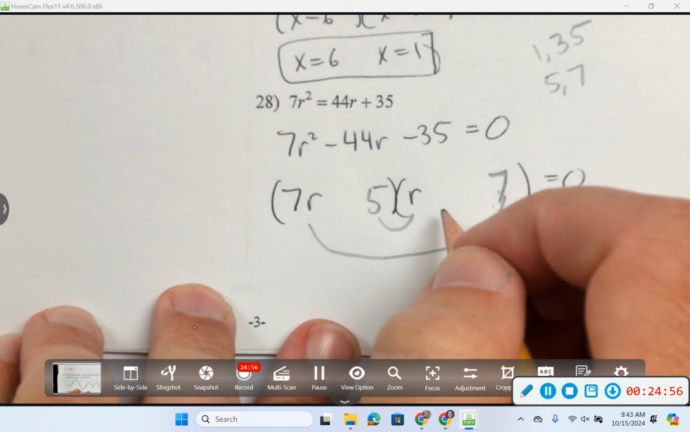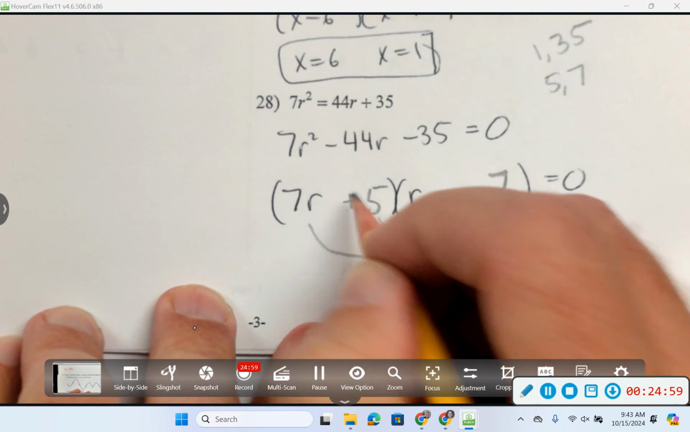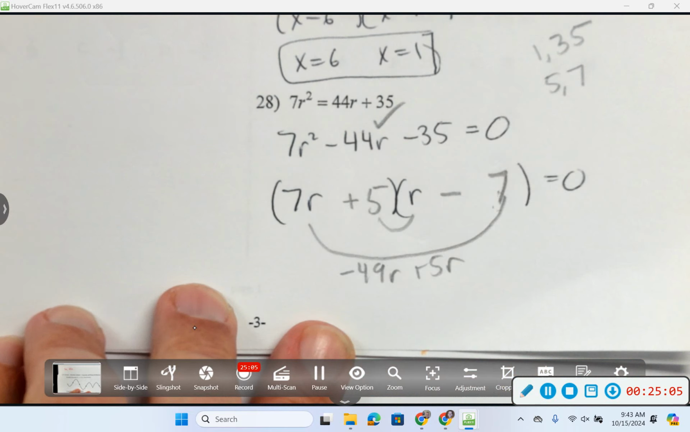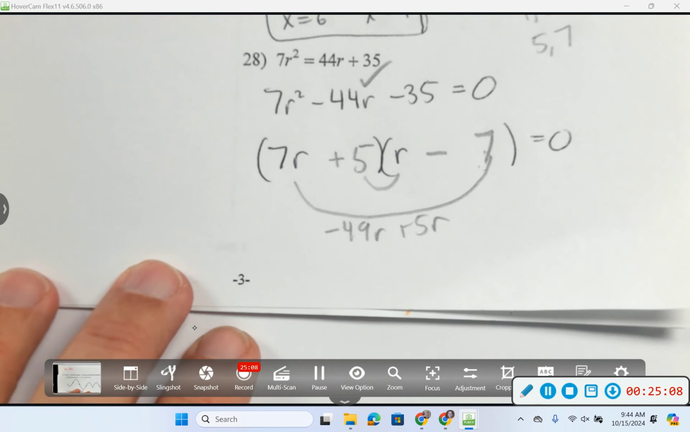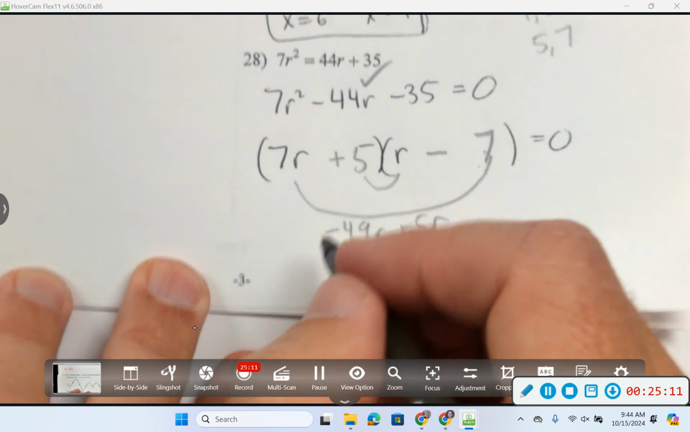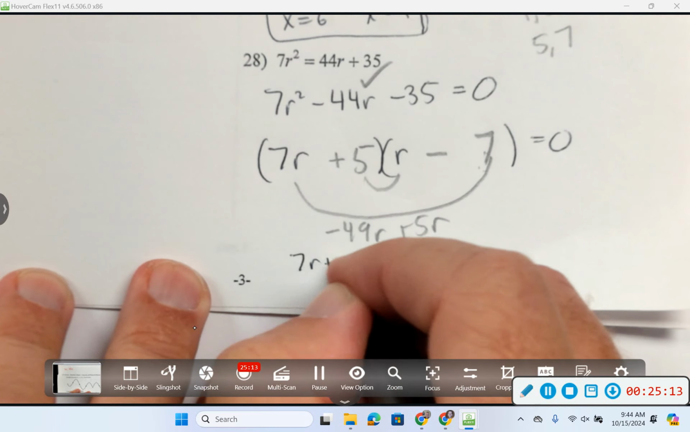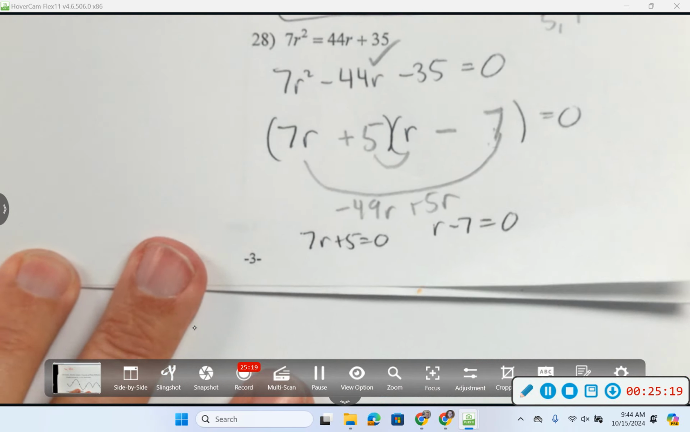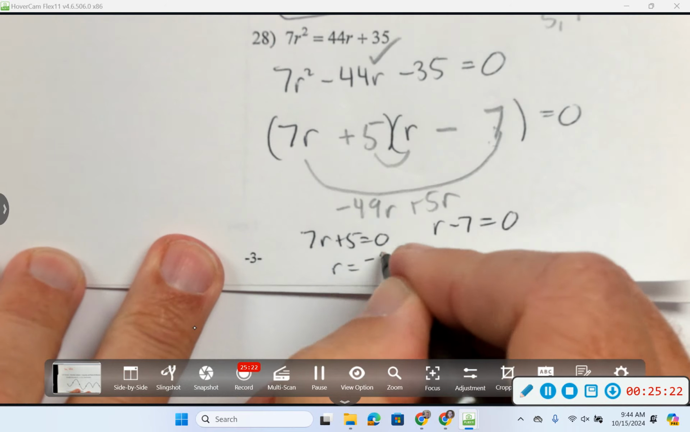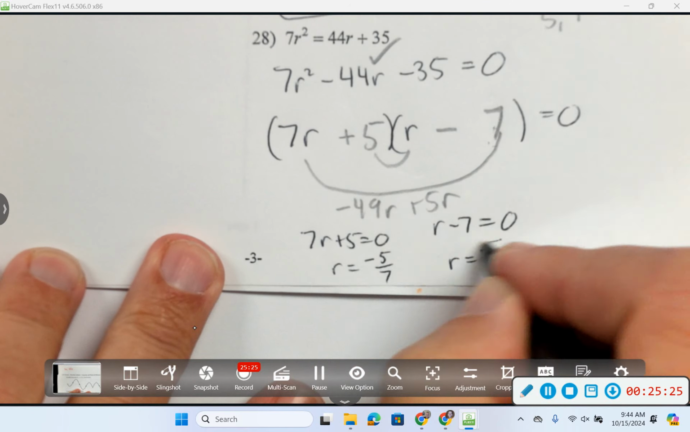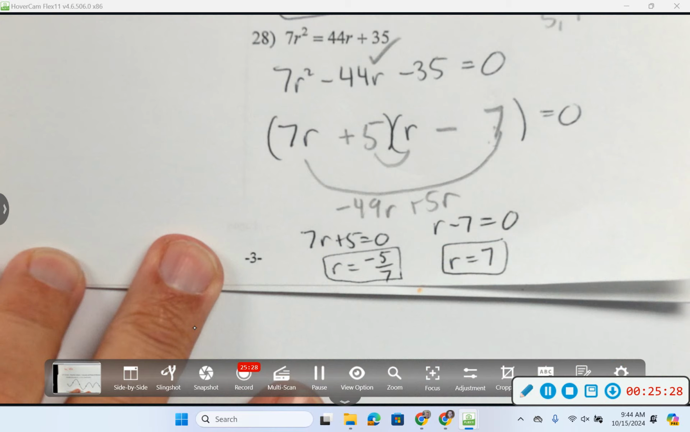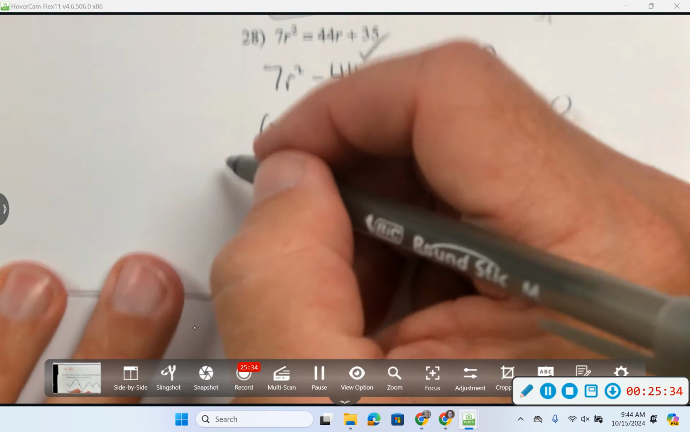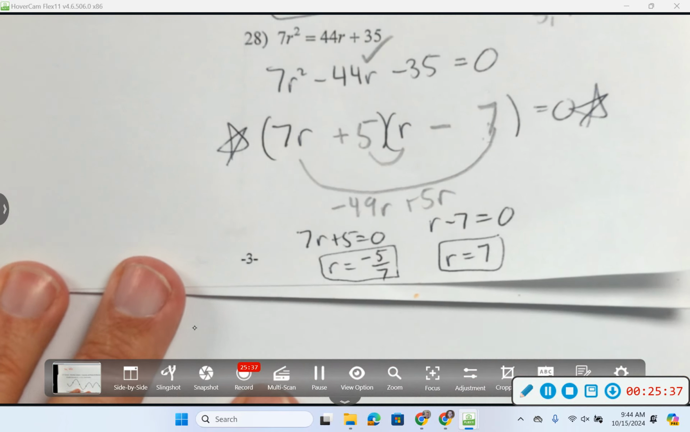So I want negative 49 and positive 5. Negative 49r plus 5r. Yes, that would get me what I want. Factoring. And then, I didn't do it on the last one, so I'll do it on this one. The step that most of you skip, and maybe rightly so. Set each factor equal to 0. So r is negative 5/7 and r is 7. That one's going to be missed by some just because there's still people who can't factor.